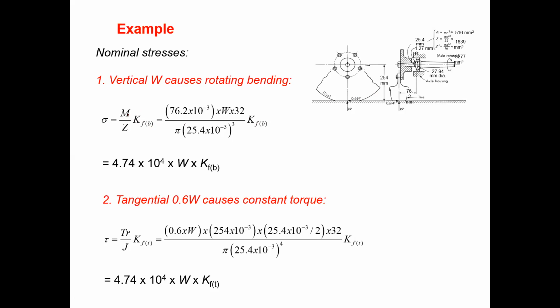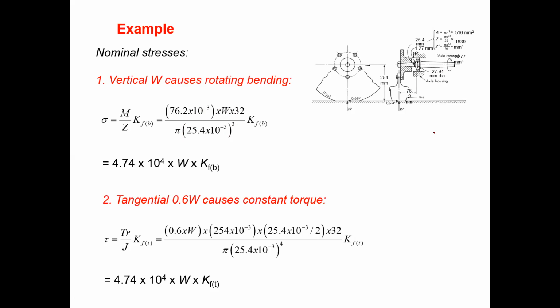So the bending moment due to this W, this distance. So that is the bending moment: W times 76, but it is in millimeters. You need to convert to meters. 76.2, sorry, 76.2 here. So 76.2 times 10 to the power minus 3, multiplied by W. This is the second moment of inertia. Okay. So I hope you understand that.